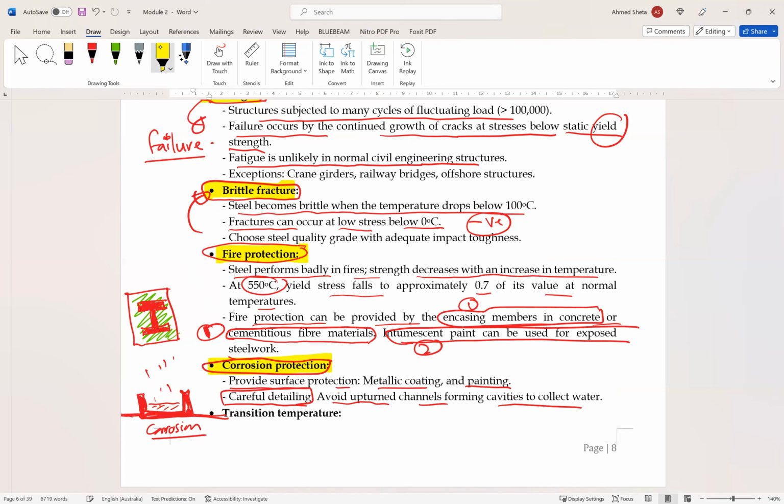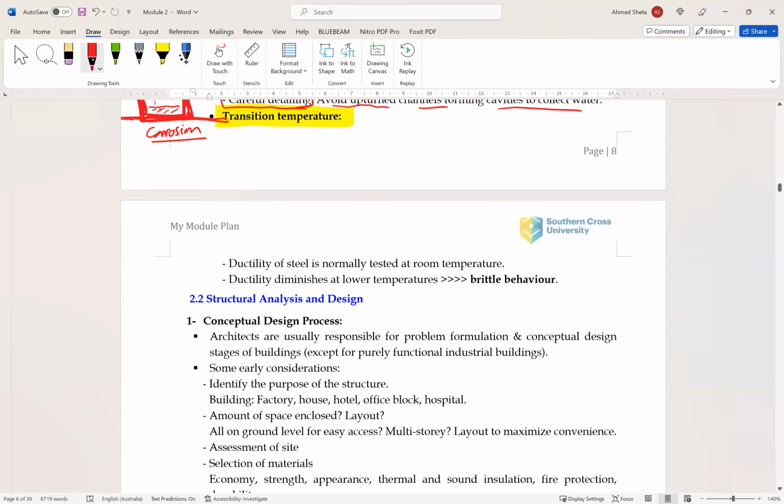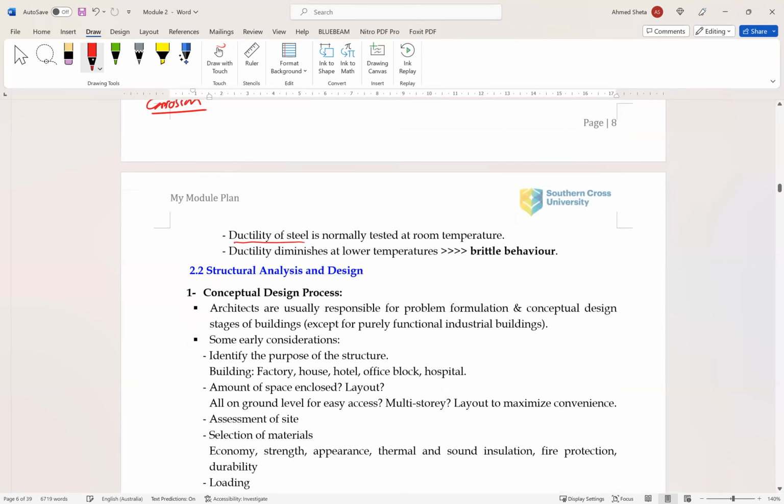The next property is transition temperature. The ductility of steel is normally tested at room temperature. Ductility diminishes at lower temperature, causing brittle behavior. As we mentioned in the fracture, when the temperature is low, this causes the steel to be brittle. So you need to know at which temperature the steel is designed or used.